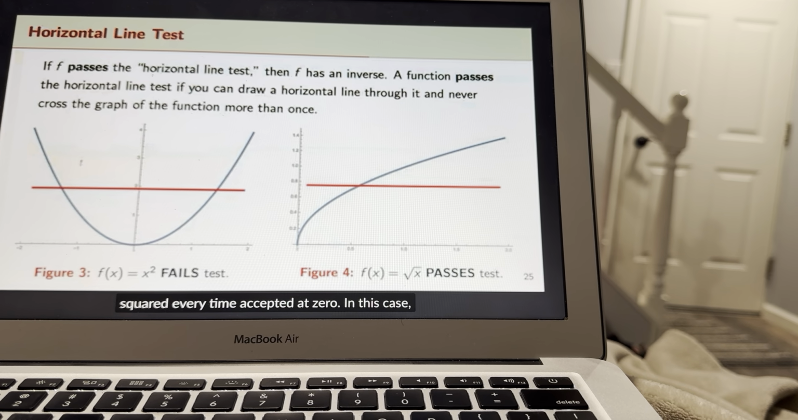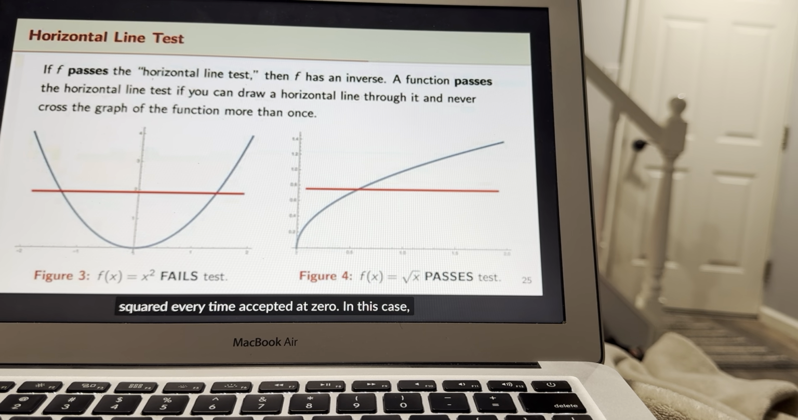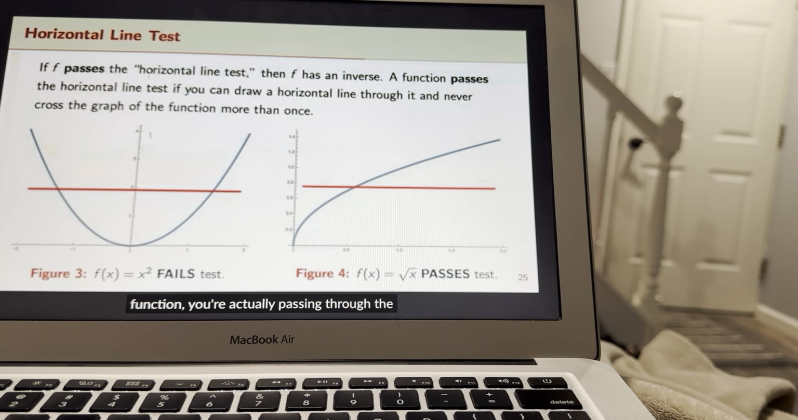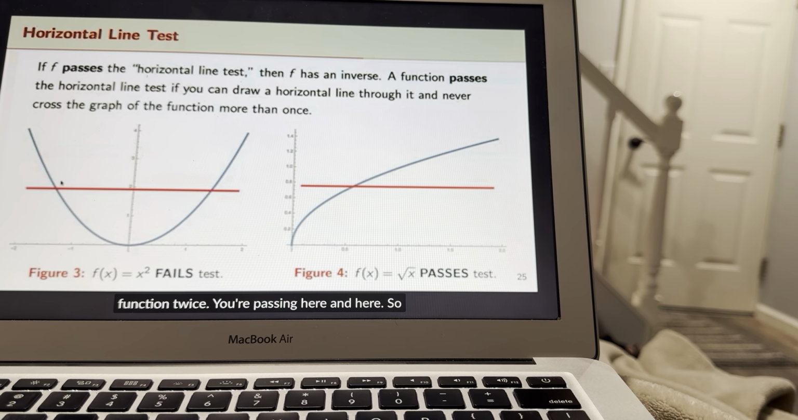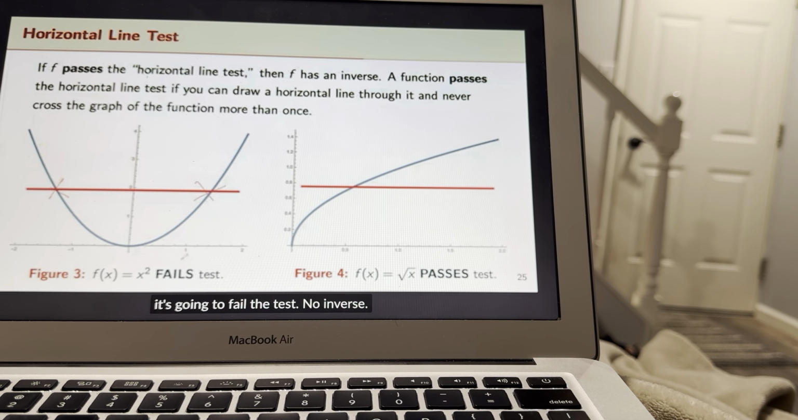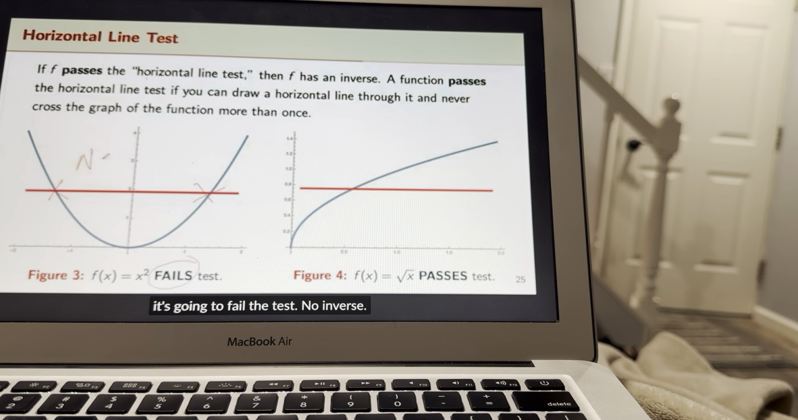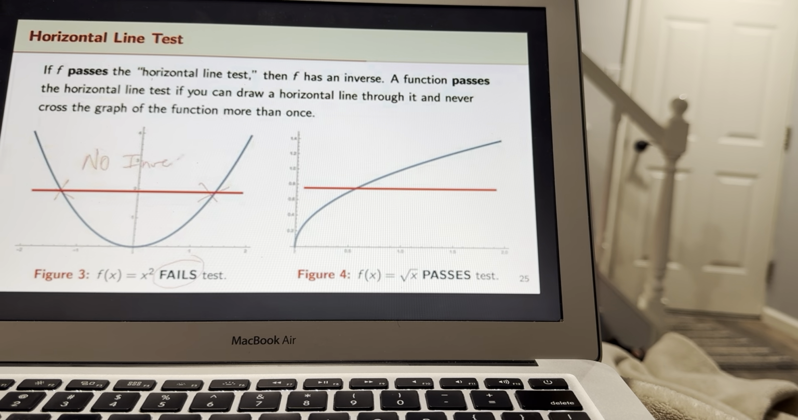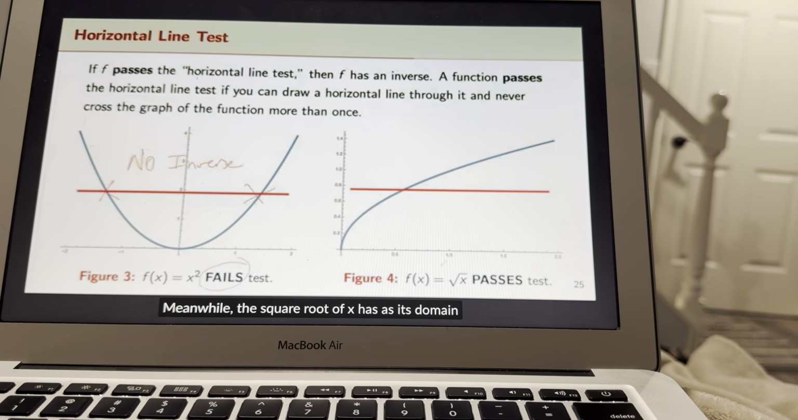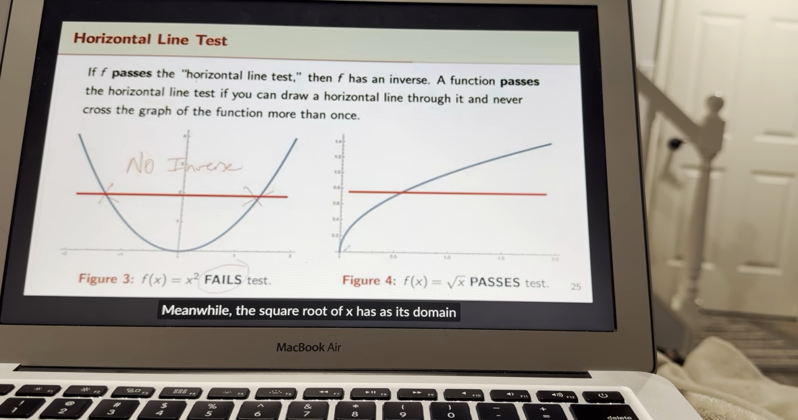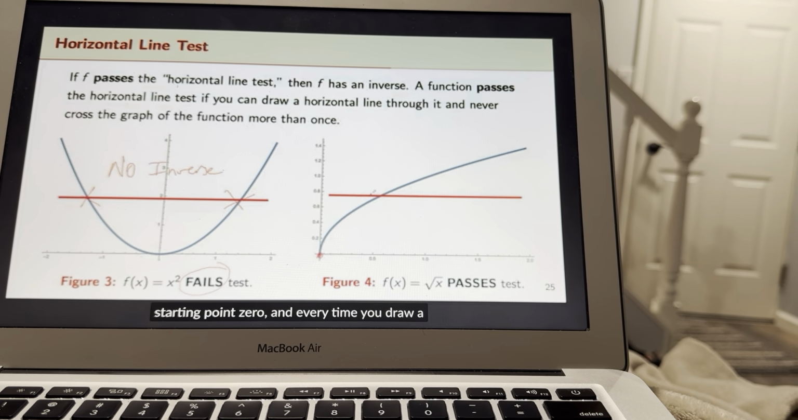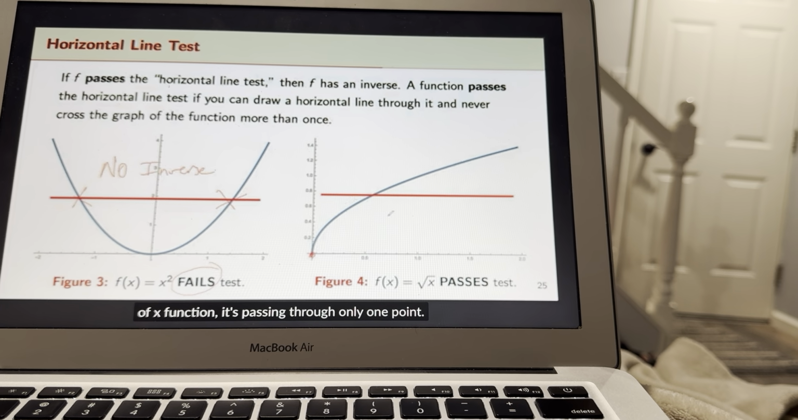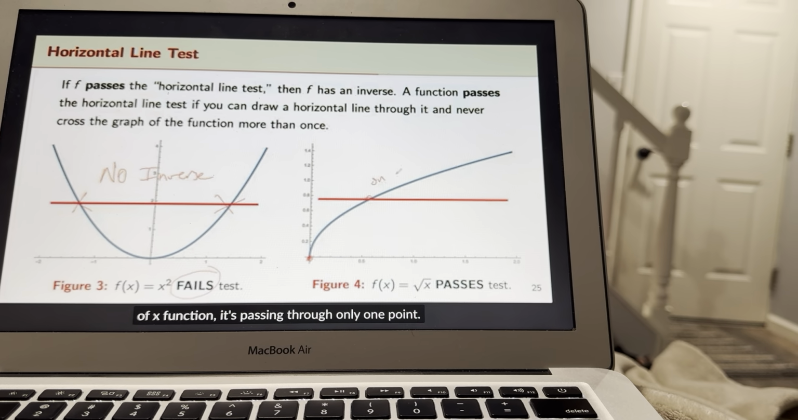So x squared, every time except at 0 in this case, when you draw a horizontal line through the function, you're actually passing through the function twice. You're passing here and here, so it's going to fail the test. No inverse. Meanwhile, the square root of x has as its domain starting point 0, and every time you draw a horizontal line through the square root of x function, it's passing through only one point. So the square root of x has an inverse.